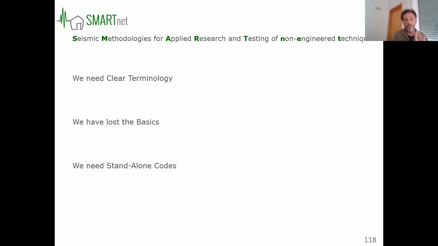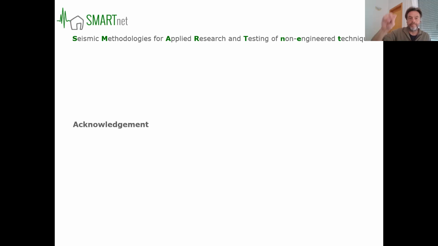So far, I've only talked about this. We went through tons and tons of data, but we can bring it back to three very simple conclusions. We need a clear terminology. We need to be very clear about what type of masonry, and the differences between different stone types. We need to find the basics again, and we need to come up with something that is standalone, because otherwise it will not meet the needs in the field where this technique is still used.